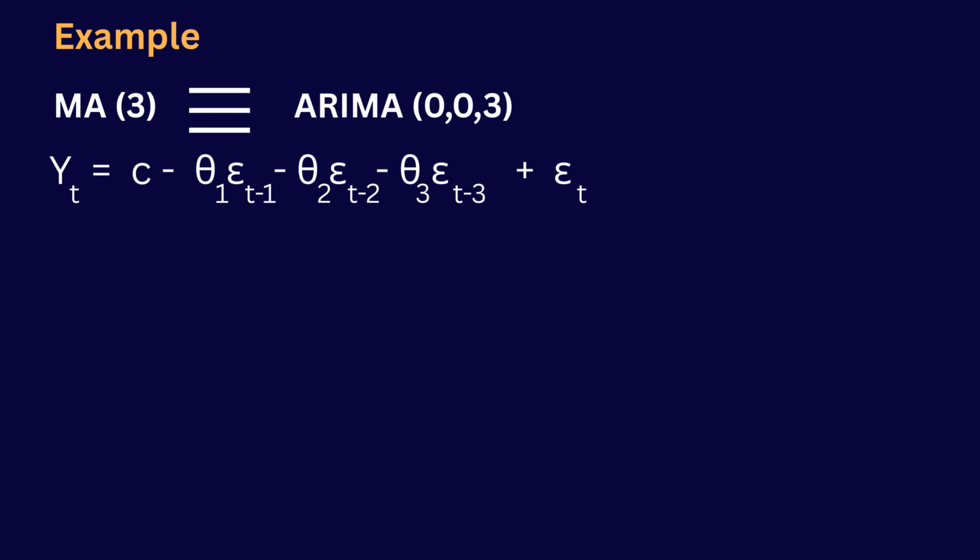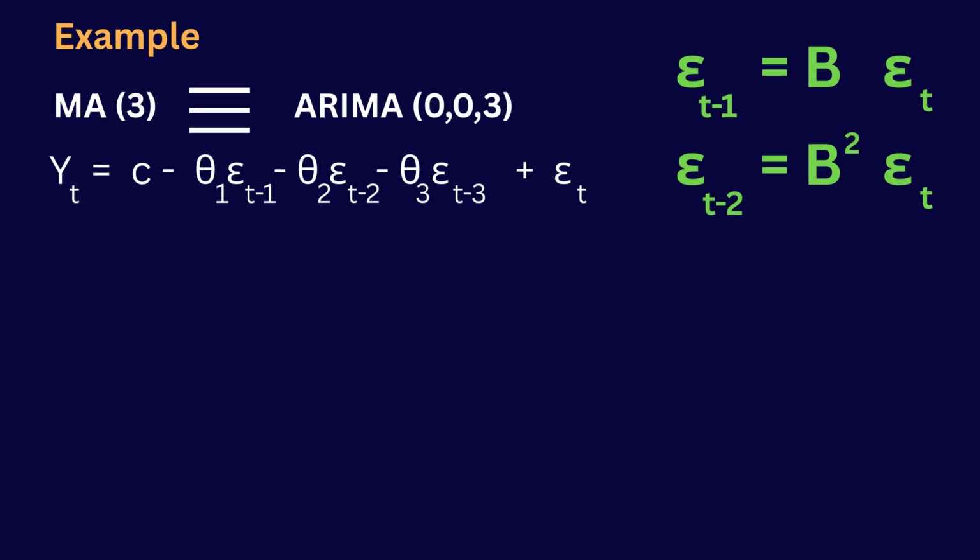Before writing the same formula with the backshift operator, there are a few things that I want to remind. That means epsilon_(t-1) equals B epsilon_t, epsilon_(t-2) equals B squared epsilon_t, and epsilon_(t-3) equals B cubed epsilon_t. Like previously we learned how to write the y_(t-1) value with the backshift operator.